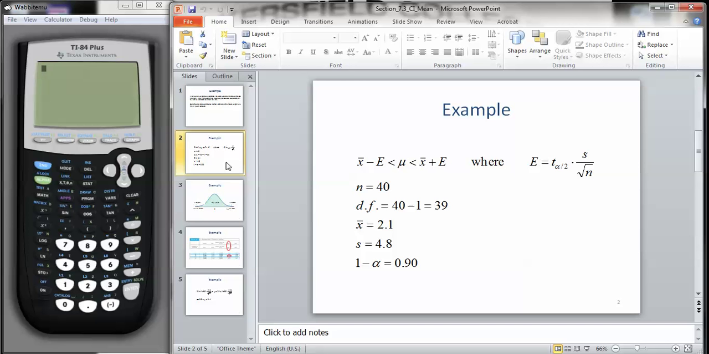So here's the formula that we need to use. But from the questions, we already know a couple things. First, the sample size is 40. Once you have the sample size, you can calculate the degrees of freedom, which is 40 minus 1, so it's 39. And then the sample mean is given to be 2.1, and the sample standard deviation is given to be 4.8. And since we're constructing a 90% confidence interval, the confidence level is 1 minus alpha equals 90% or 0.9. Okay, so basically you can see the only thing left to find is the t-score.